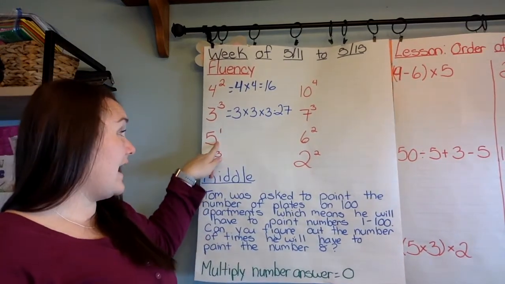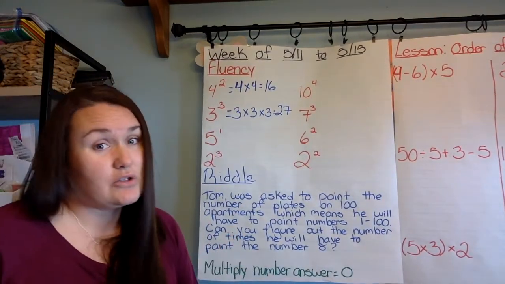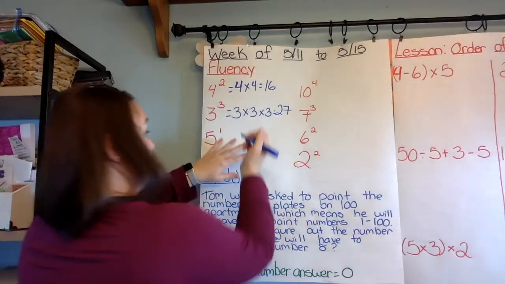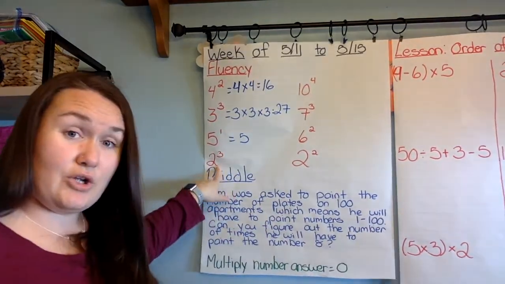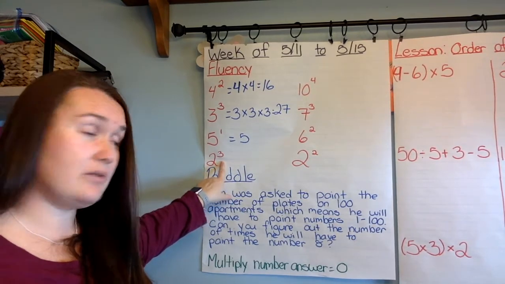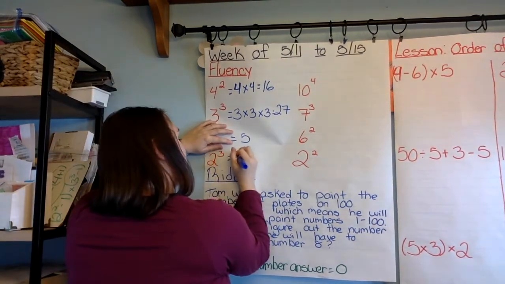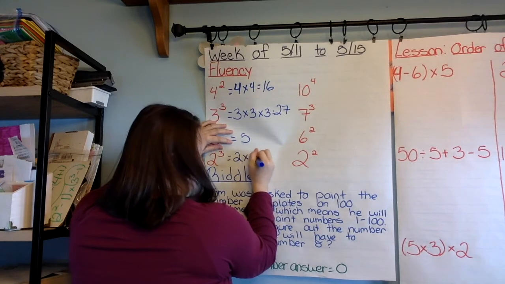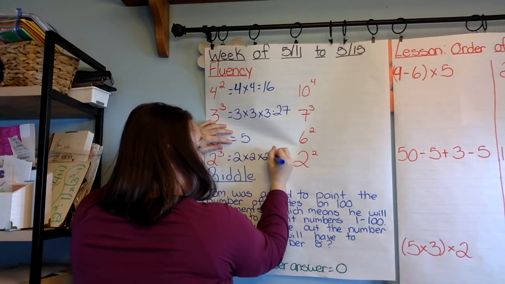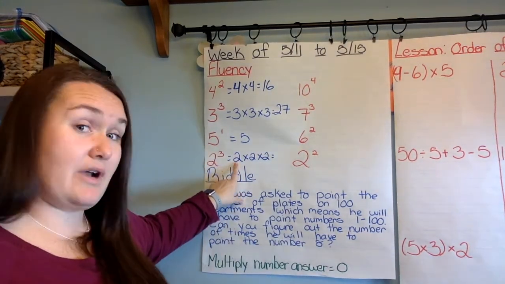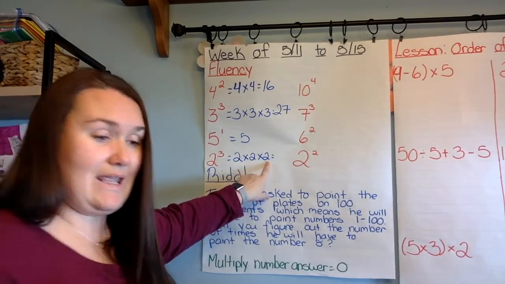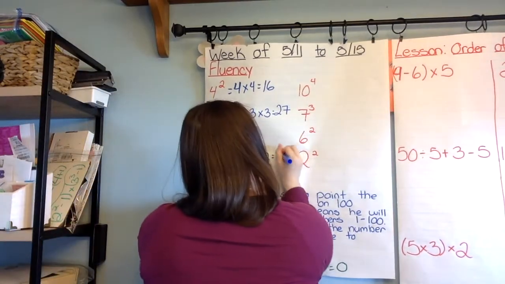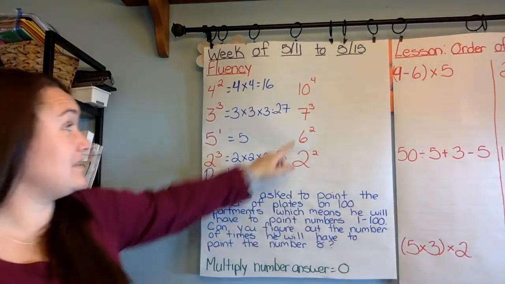Now, 5 to the first power. If we do anything to the first power, it's just going to be the same number, 5. Let's come down here. 2 to the third power, we're going to be multiplying 2 times 2 times 2. Going left to right, 2 times 2 is 4. 4 times 2 is 8.